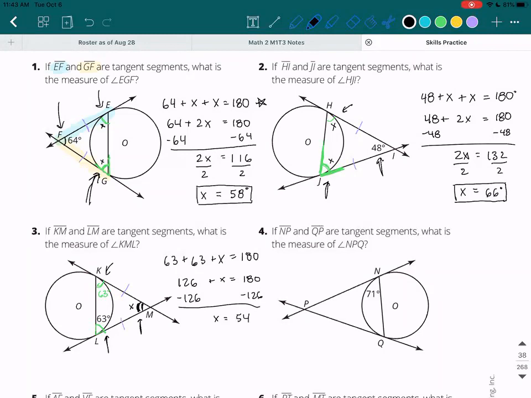Good job. I'm saying good job because somebody typed 54 in the chat.